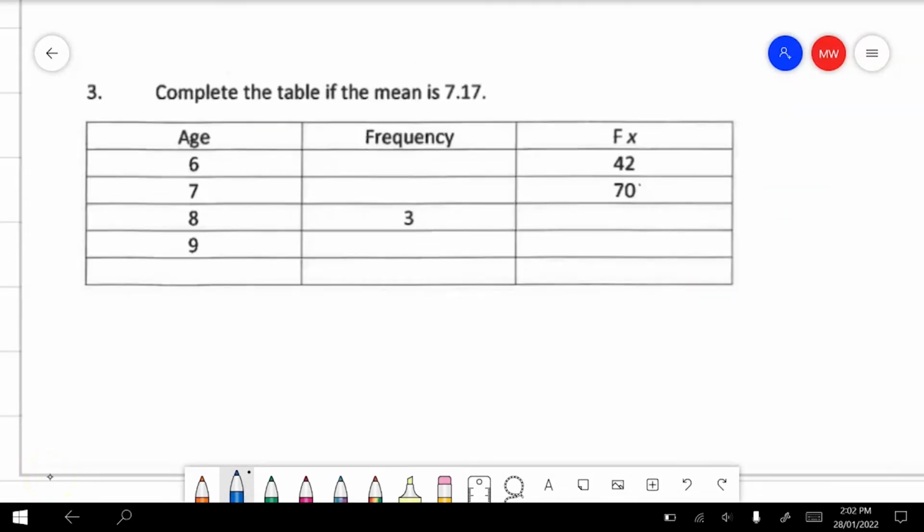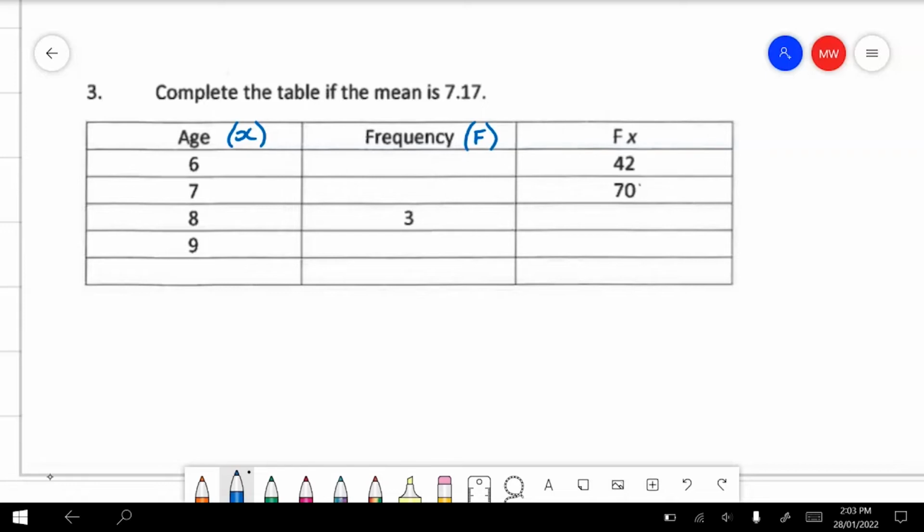Question 3 is similar to question 2. We're going to fill out this frequency distribution table, but we've got a bunch of information and there's a lot of gaps that we're going to have to fill out. So we know that if we target this fx column over here, it is the score, which in this case is the age, multiplied by the frequency, which is the second column there.